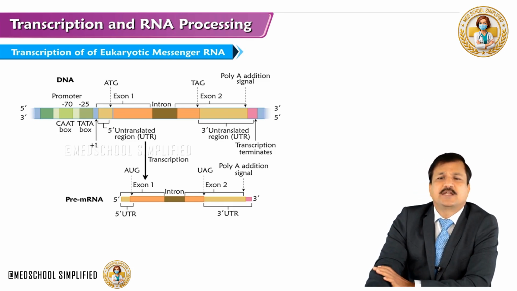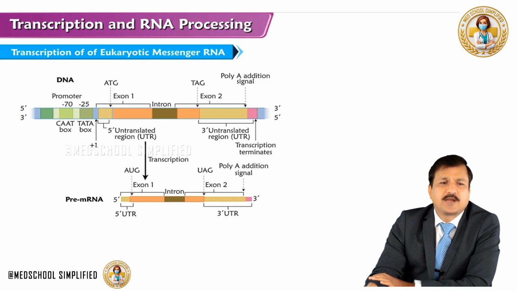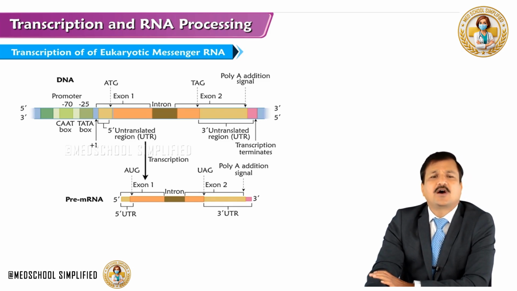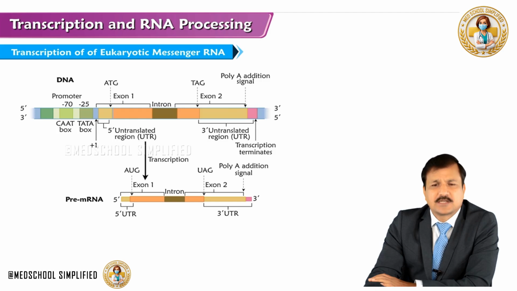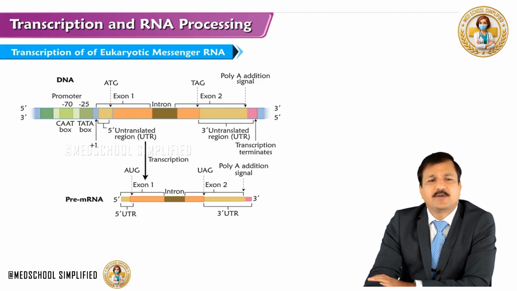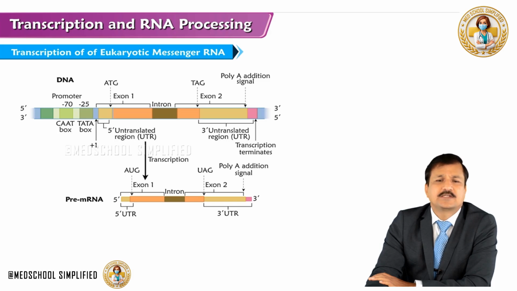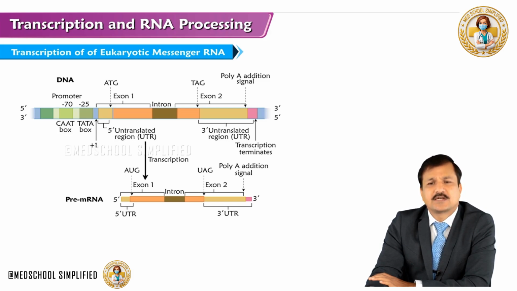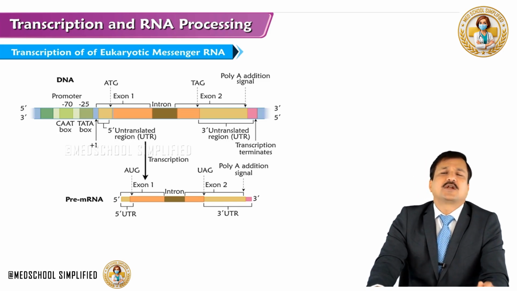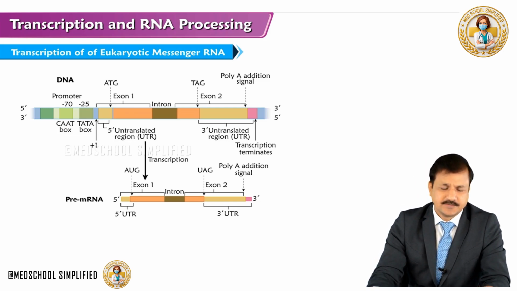The template strand is read in the 3' to 5' direction as the RNA product, that is the primary transcript, is synthesized in the 5' to 3' direction. Both exons and introns are transcribed. And then RNA polymerase II ends transcription when it reaches a termination signal. And these signals are not well understood in eukaryotes.